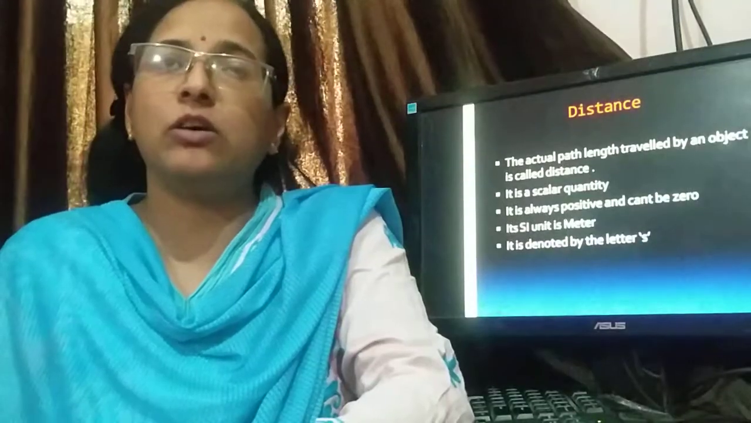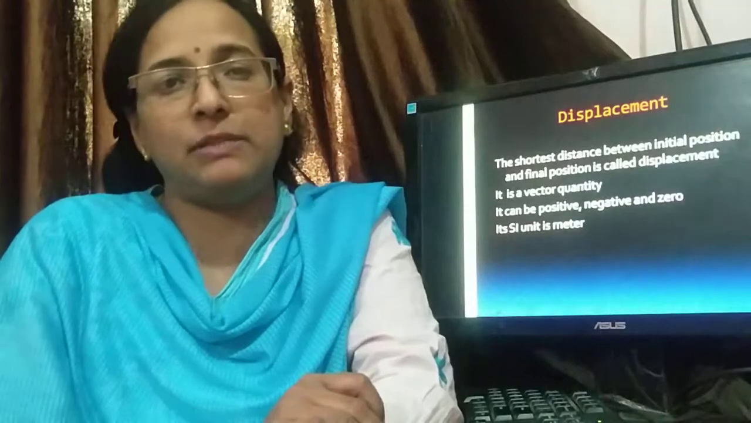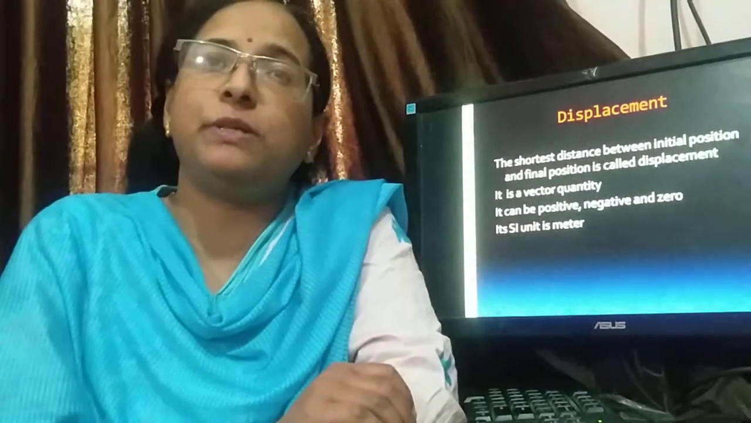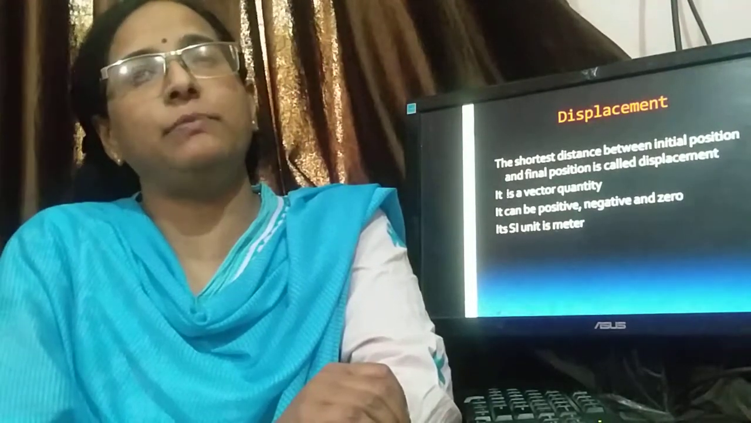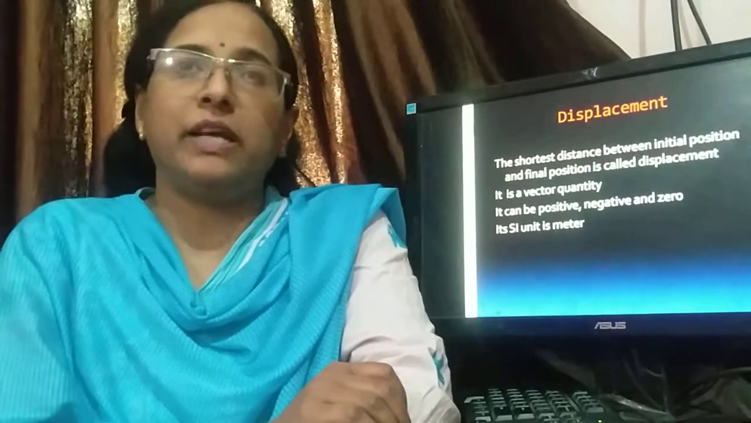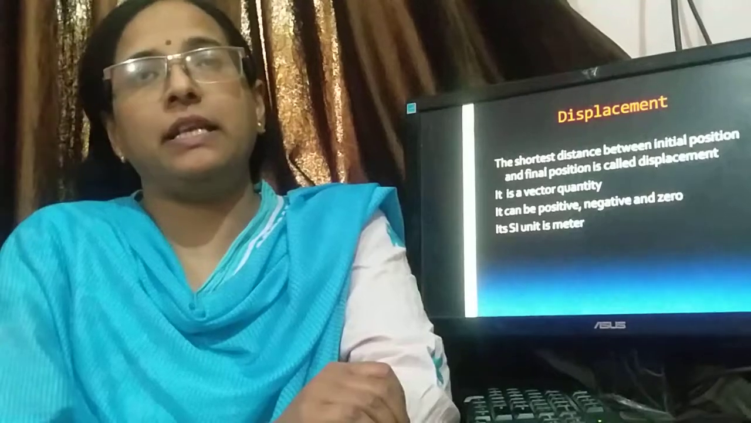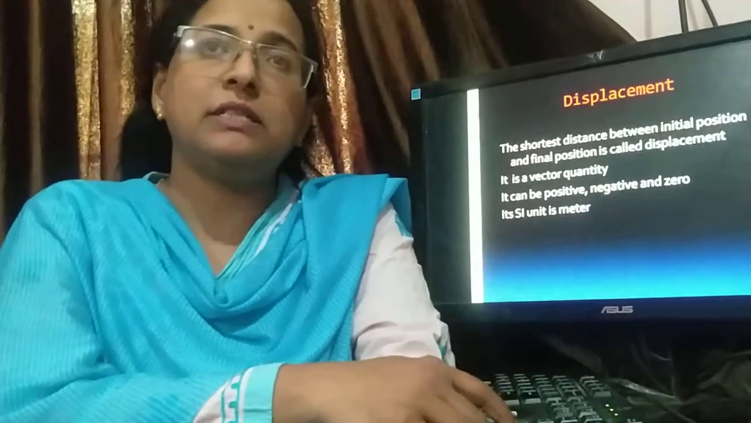And it cannot be zero. The second physical quantity is the displacement. It is the shortest distance between the initial position and the final position of an object. It is a vector quantity and it can be positive, negative, or zero. Its SI unit is meter.